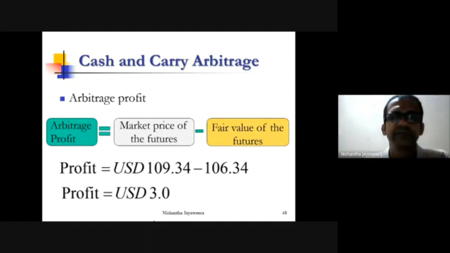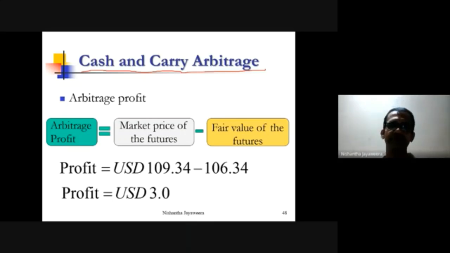Any question? This one, we call cash and carry arbitrage. What do you mean by cash and carry arbitrage? You buy in the cash market and carry the position until the futures transaction expires. That's why it's called cash and carry. You buy from the cash market and carry the position. Any question? Is it clear?